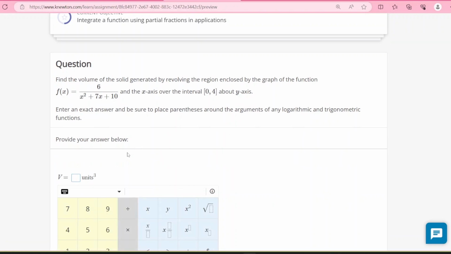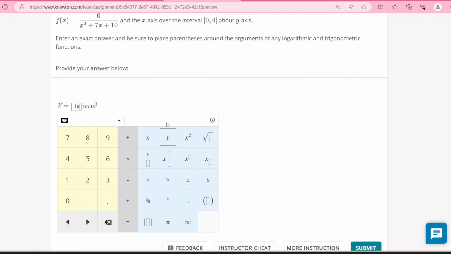And again, you can type in anything equivalent to this, and it should take it. So 4 pi times the natural log of 6,561 over 16,807.